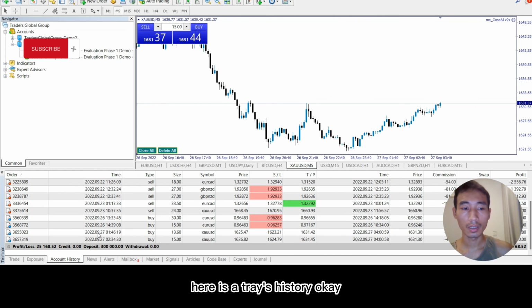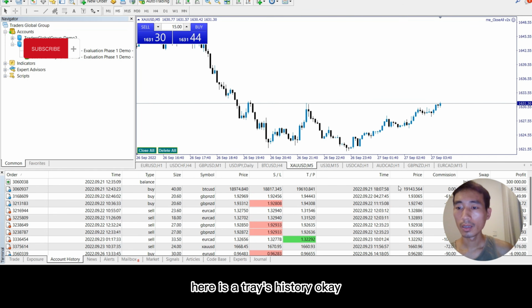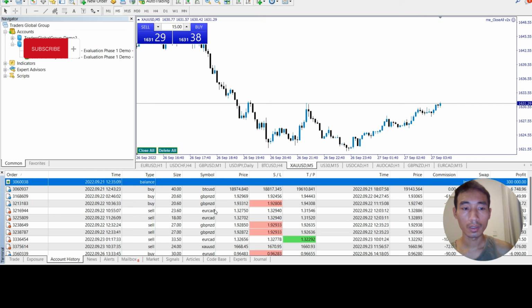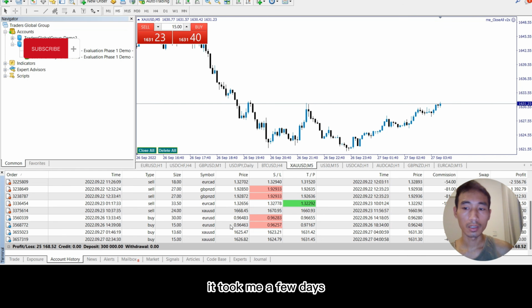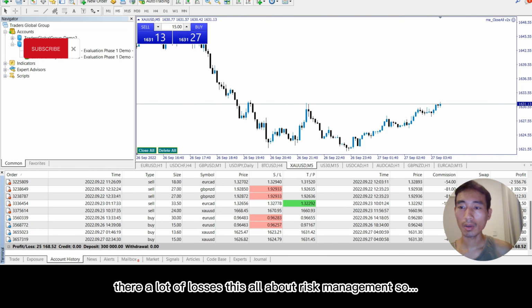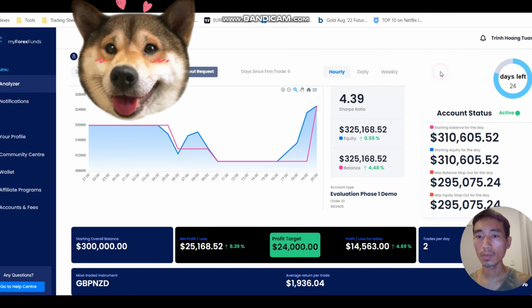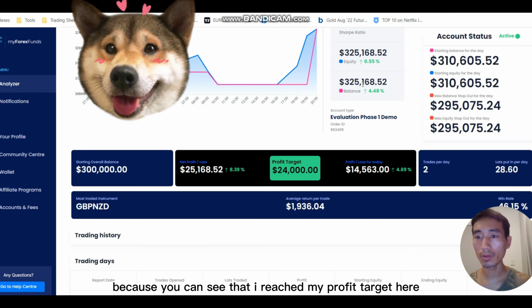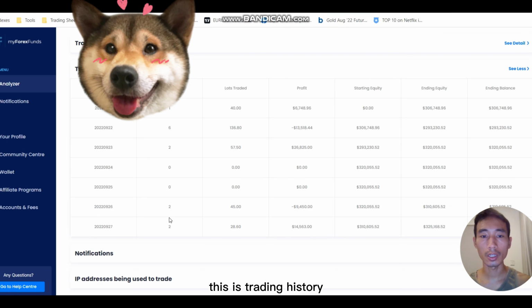Here is the trade history. It took me a few days. There are a lot of losses. That's all about risk management. In the first account, you can see that I reached my profit target here. That is the trading history. It took me around a few days. There are drawdowns, they're up and down, but eventually we get there.